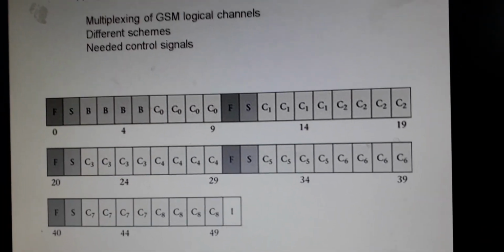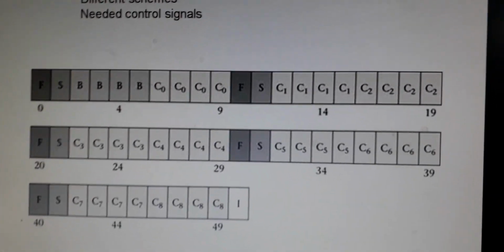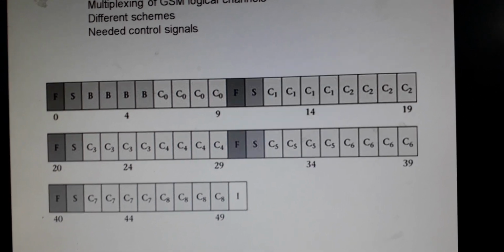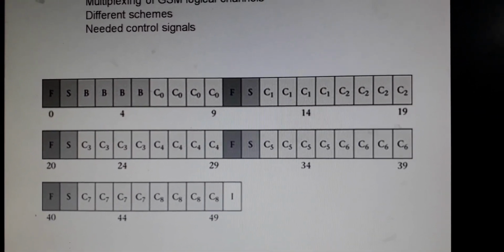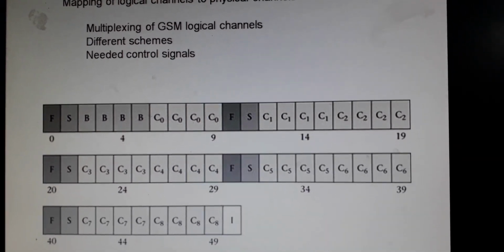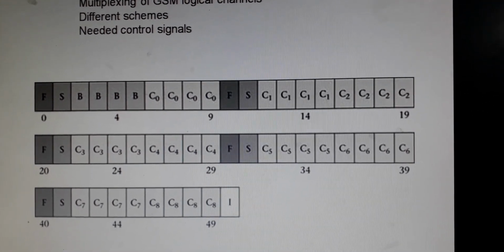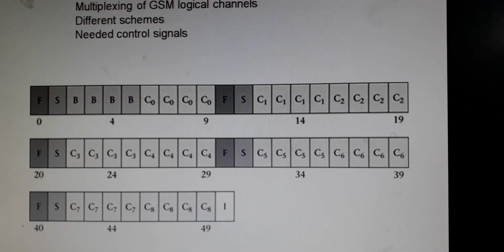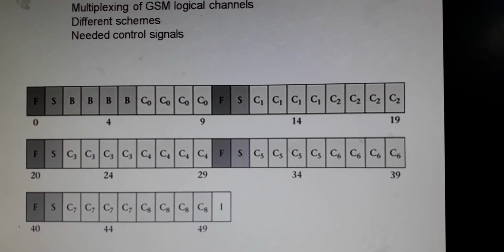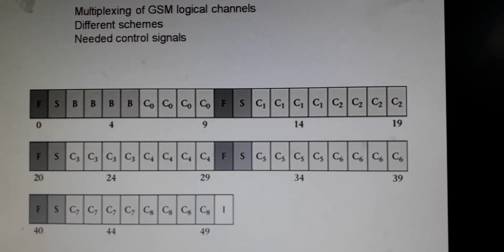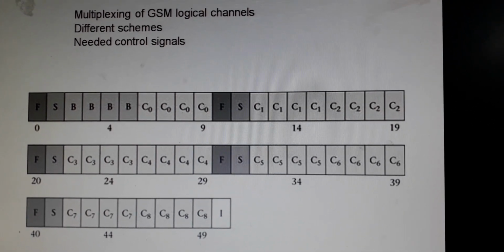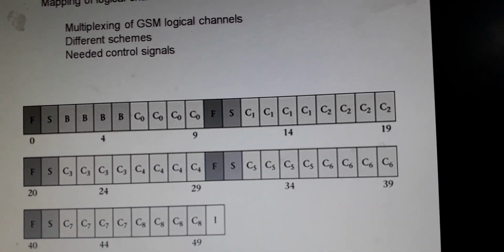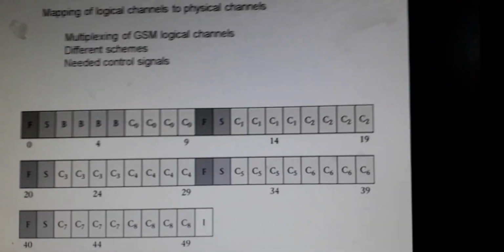So this is the sequence I showed you in the class. This is the 51 frame structure; 26 frame and 51 frame structures are used. The first channel is the frequency correction channel, next is the synchronization channel, next is the broadcast channel. In the next sequence of bursts after the 9th frame, you will get C1, C2, C3, C4, C5, C6, all of which are control channels.